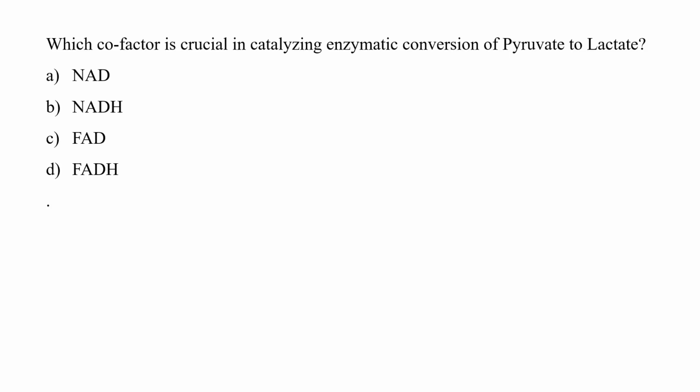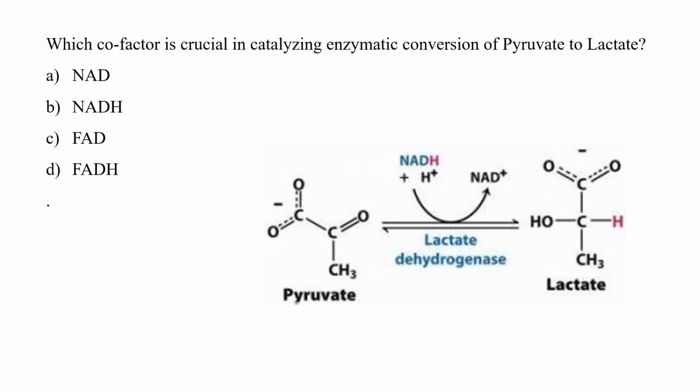Which cofactor is crucial in catalyzing the enzymatic conversion of pyruvate to lactate? NAD, NADH, FAD, or FADH? If you see it in a diagram, lactate dehydrogenase, or LDH, catalyzes the conversion of pyruvate to lactate using NADH as a cofactor. So option B is the correct answer.